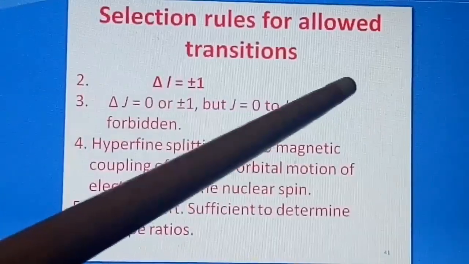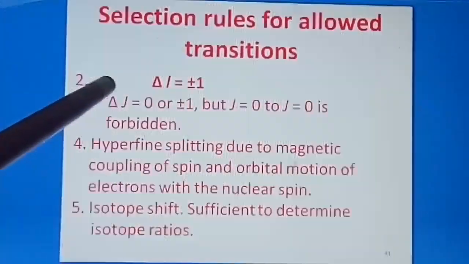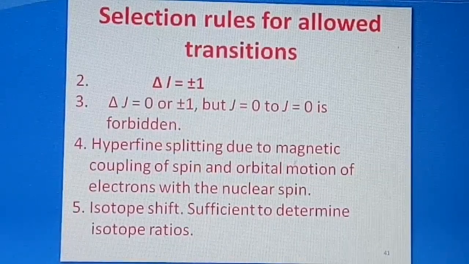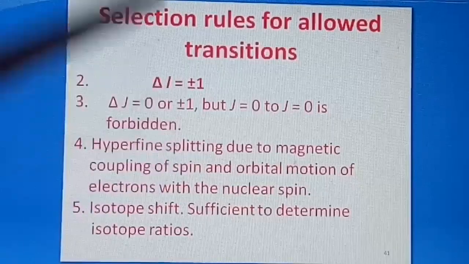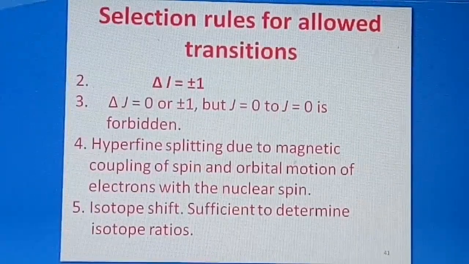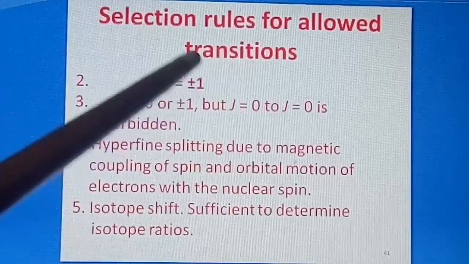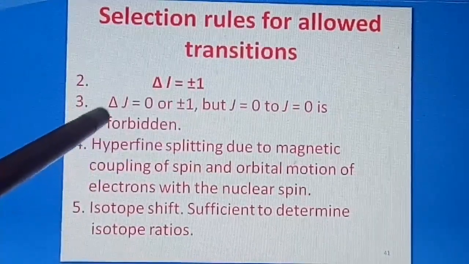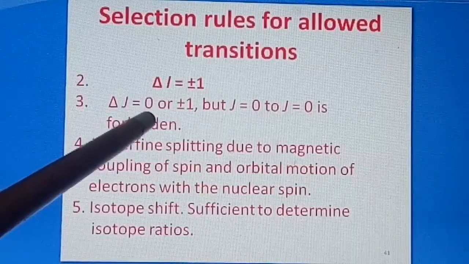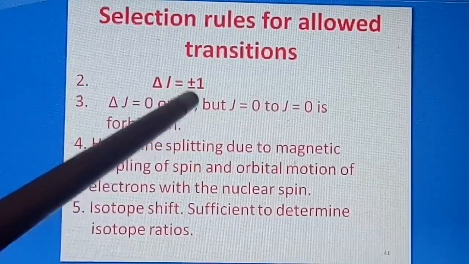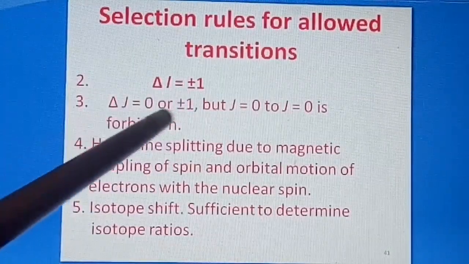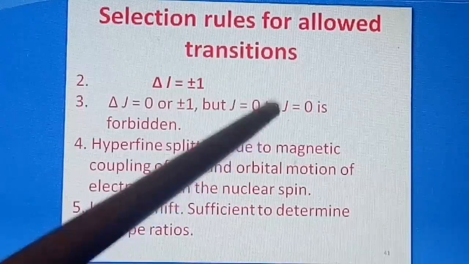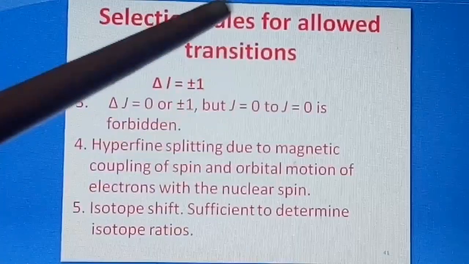Now the second rule for an allowed transition is that delta L is equal to plus or minus 1. It means the transition can take place from S to P or P to S or P to D or D to P. So this rule is that delta L must be plus or minus 1. The third rule is that delta J is equal to 0 or plus or minus 1. This is the condition under which the transition can take place. But J equal to 0 to J equal to 0 is forbidden.